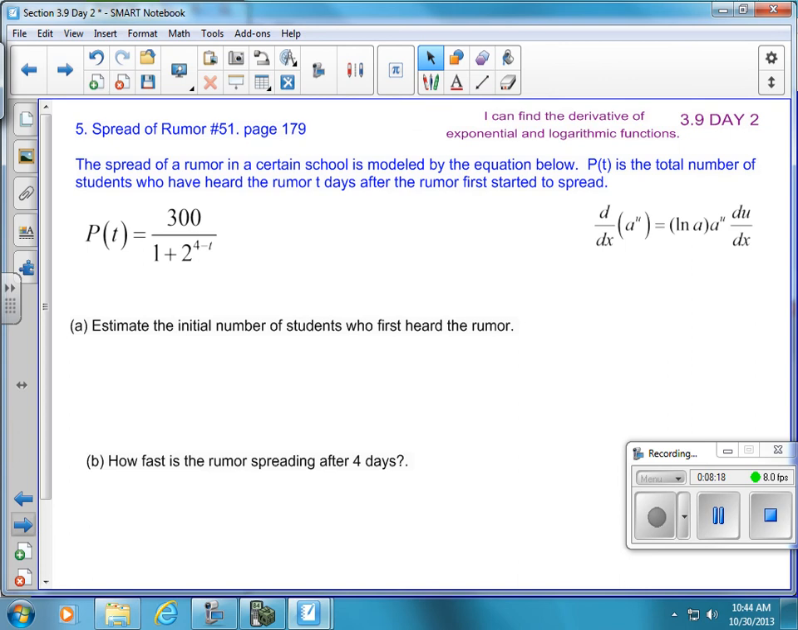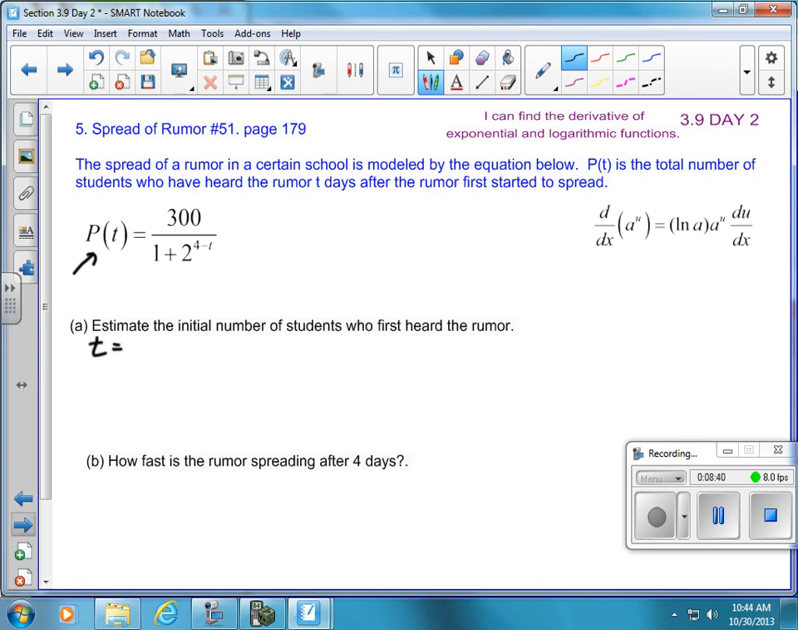Number 5, spread of a rumor. This is a fun problem because it talks about a rumor that's spread, and this is the total number of people who've heard the rumor. T is time in days after the rumor first started to spread. So our first question says, estimate how many students first heard the rumor.